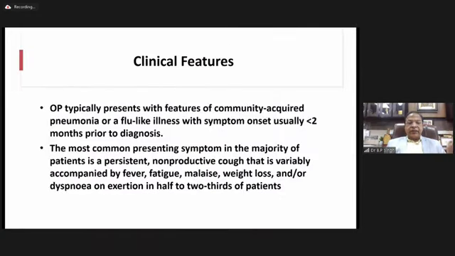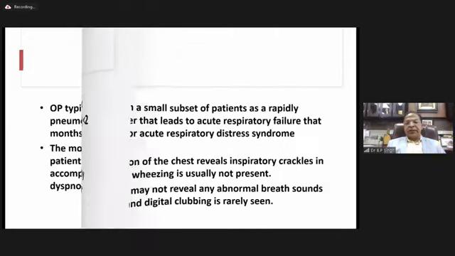In the clinical features of OP, it presents basically like community-acquired pneumonia or a flu-like illness, with symptom onset usually less than 2 months prior to diagnosis. The most common presenting symptom in the majority of patients is a persistent, non-productive cough that is variably accompanied by fever, fatigue, malaise, weight loss, and/or dyspnea on exertion in half to two-thirds of patients. So the patient might present like pneumonia.